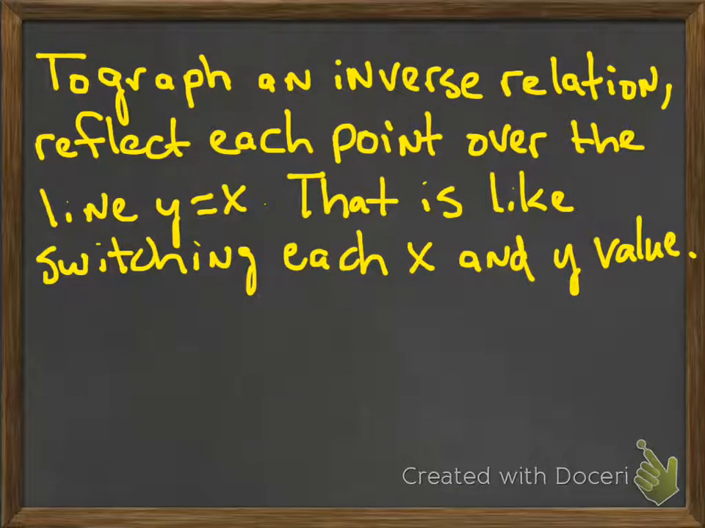To graph an inverse of a relation, reflect each point over the line y equals x. So, if you draw the parent function for a linear graph, that diagonal line y equals x, you're flipping every point over that line. All that really does is switch the x and y value. So keep that in mind. Basically, if you're looking at a table, you see all the x points and the y values. You switch them so that the x's become the y's and the y's become the x's. That basically will give you an inverse.